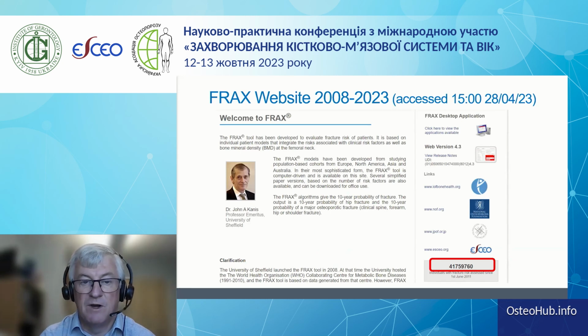So FRAX has become very widely used. This is just a snapshot of the FRAX website from earlier this year in April. At that time, we have a counter in the bottom right of the slide here, and we had just under 42 million calculations worldwide since the launch of the tool. Well, actually, since we put the counter on in June 2011. And the online tool is used for about 3 million calculations per year.